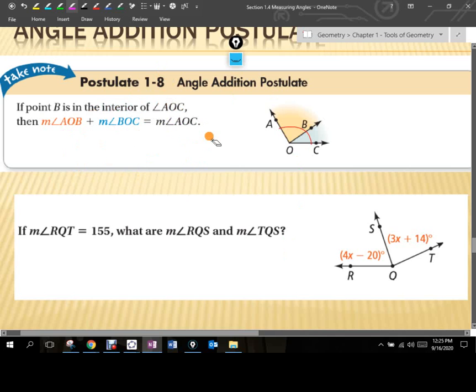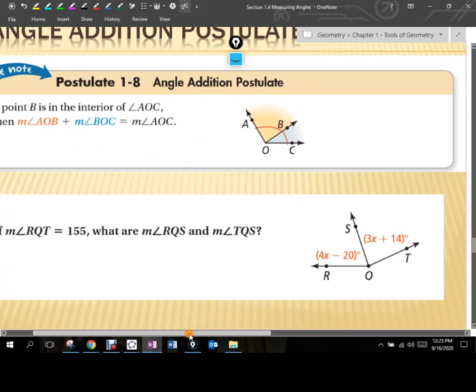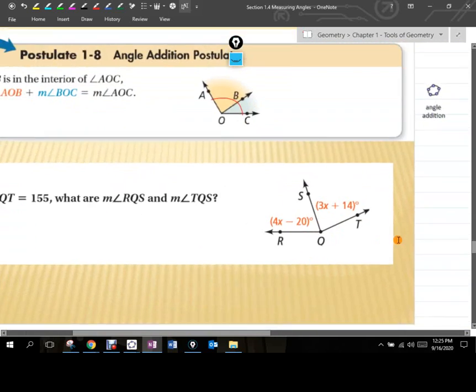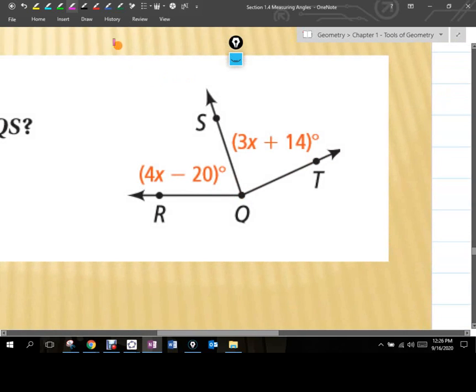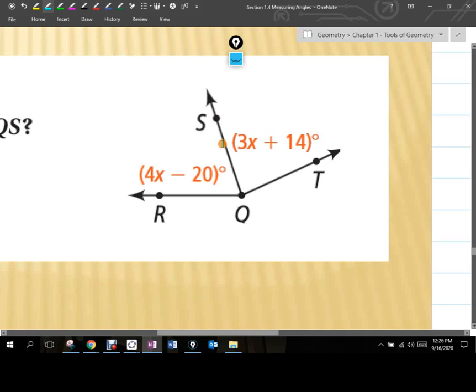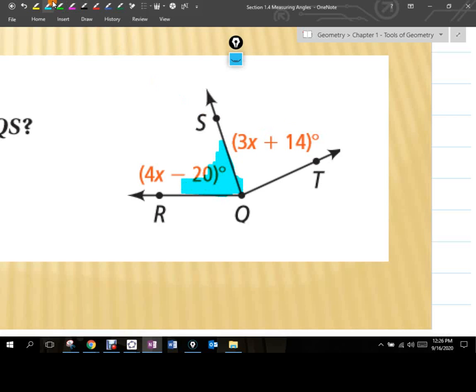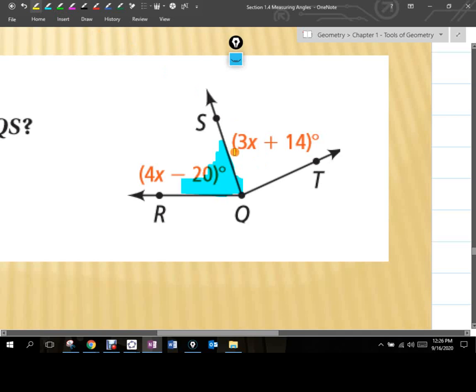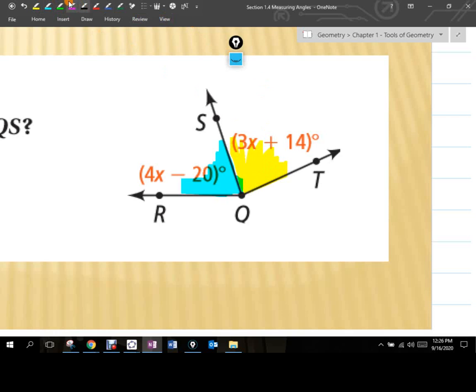So when we look at a picture like this, I like to use a structure, especially early on. Angle addition is something that almost shows up in every single chapter as we move on through the year. I get a lot of people who like to color their angles and say, I'm going to take the blue angle and the yellow angle, and those are the ones that are going to be added together.